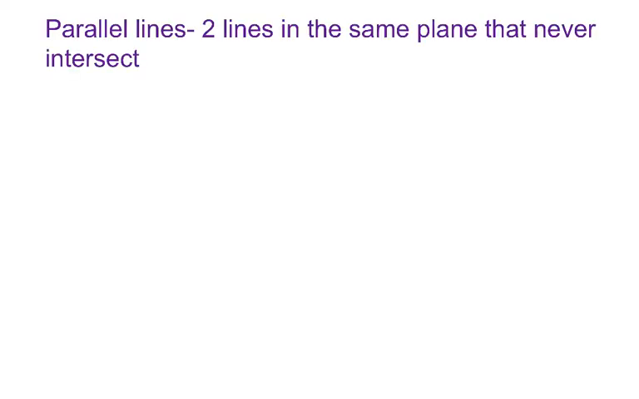Two terms we need to know. Parallel lines, just like if you're driving on the road, parallel lines are two lines in the same plane that never intersect. So think about your road. You have parallel lines anytime you are on a road, don't you? As long as they're marked. So they never intersect, and they're in the same plane. They're on a flat surface.